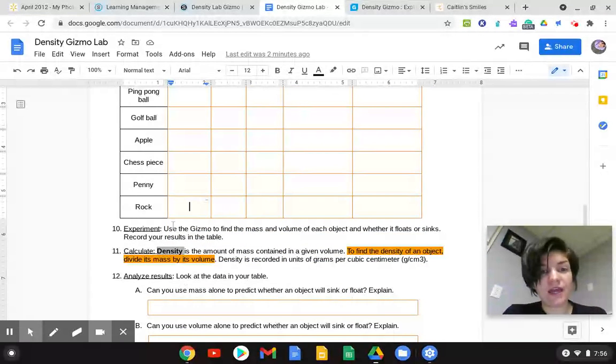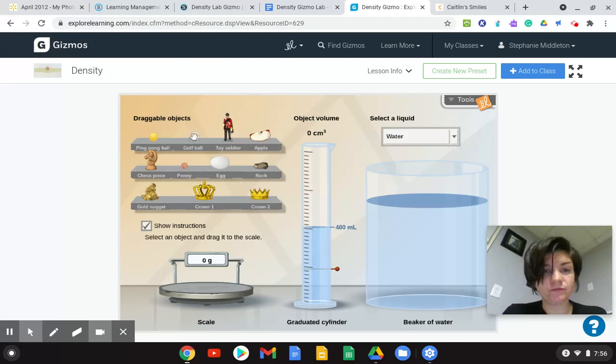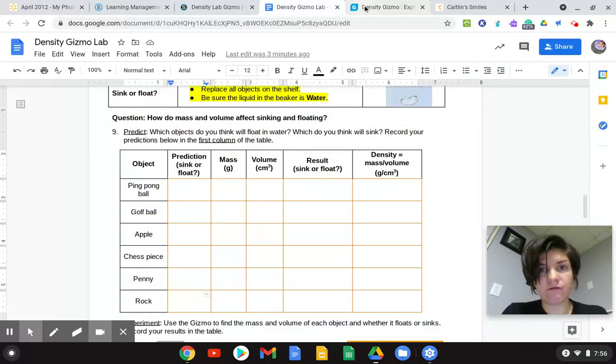Okay? And then use the Gizmo to find the mass and volume of each object and whether it floats or sinks. Record your results in the table. So, first thing first, ping pong ball. That's a golf ball. Ping pong. All right. Mass. You write that down right there. Volume.